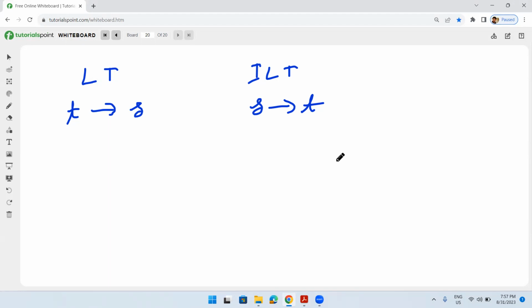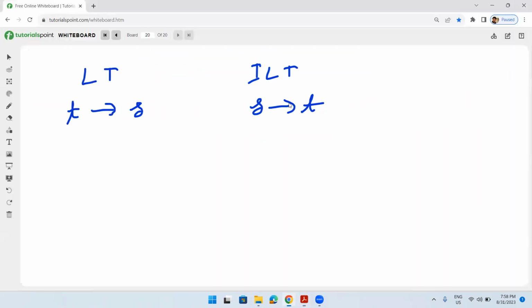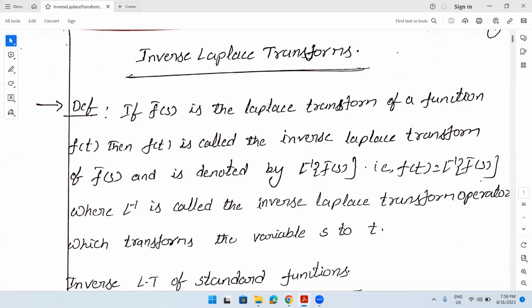Suppose if you have a function of s, we can transform it in reverse to the actual function, that is, a function of t. So the applications of Laplace and inverse Laplace are both applicable to ODE, the solving of ordinary differential equations. How to solve ordinary differential equations? The general method we have already done in the differential equations topic. But here we solve the ordinary differential equations using Laplace transform as well as inverse Laplace transform. So let us see the inverse Laplace transform definition.